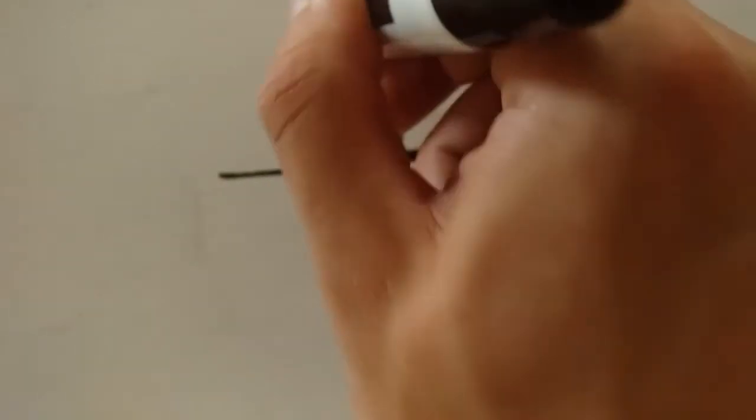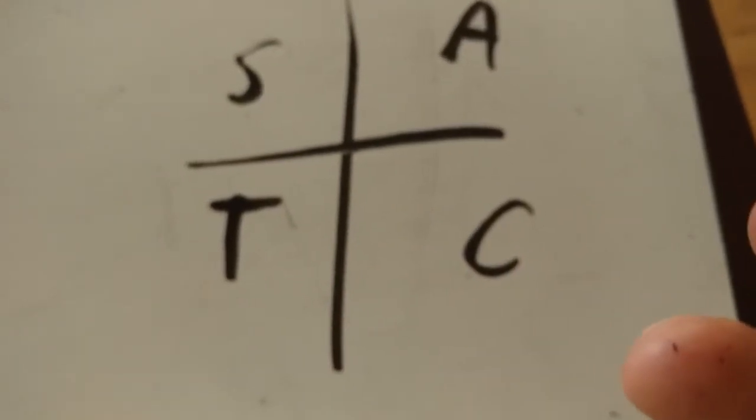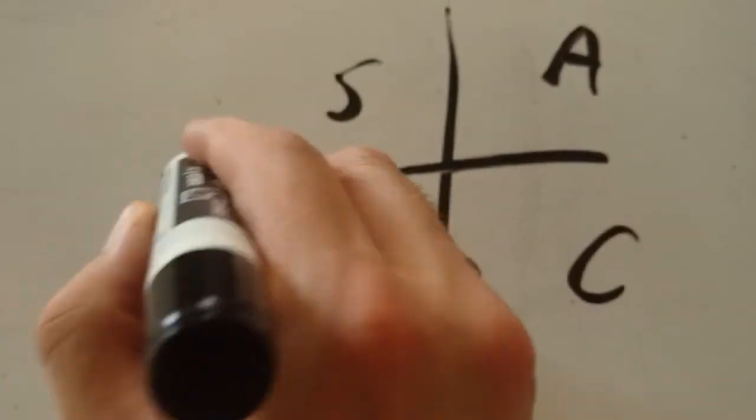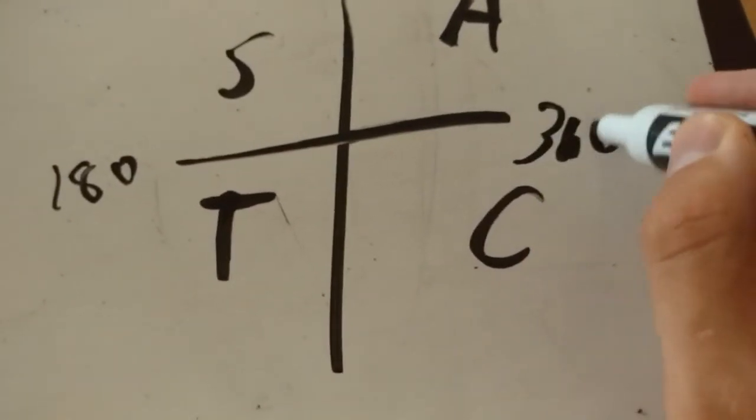Again, if you look at the CAST rule, the CAST rule is going to say sine is only going to be negative either here or here. So only those two quadrants is where sine is going to be negative, so we know our angle is going to be between 180 and 360 degrees. But we'll get to that in a second.